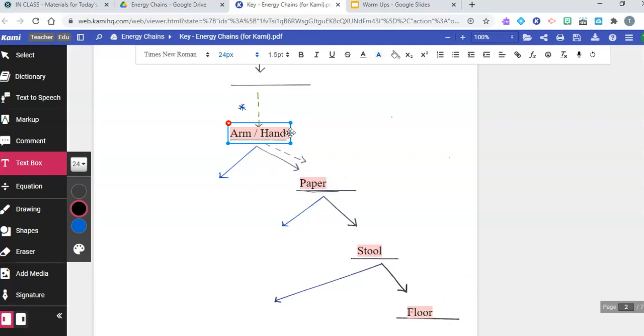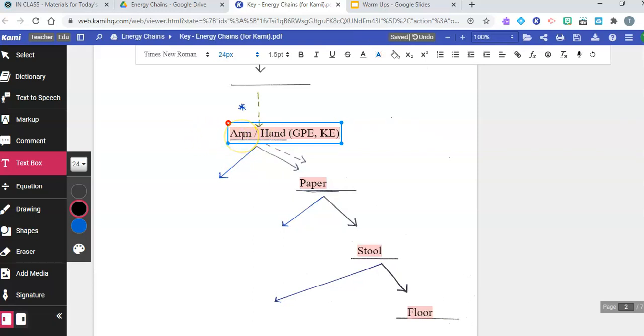Well, first my arm started up high in the air at rest. That is correct. GPE. My arm was expressing GPE. And then my arm swooped down very quickly to grab the paper. That is major motion. The energy of motion is kinetic energy. So this is how you do an energy chain.